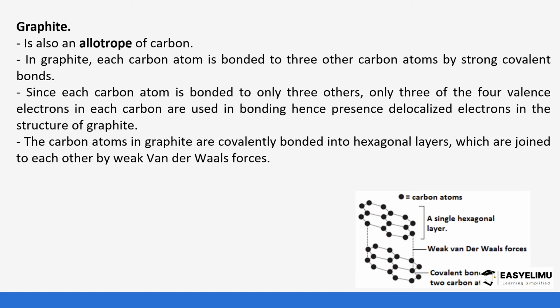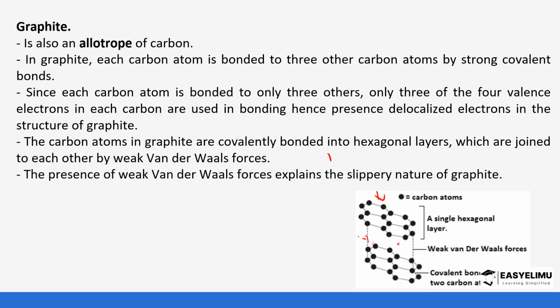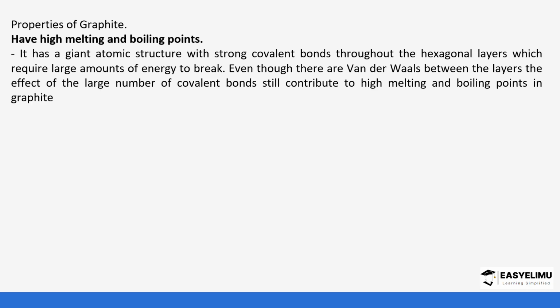So we have one delocalized electron. The carbon atoms in graphite are usually bonded in hexagonal layers, which are joined together by weak van der Waals forces. So you can see from the diagram the weak van der Waals forces in the arrangement of the atoms. These are the weak van der Waals forces. And the presence of the weak van der Waals forces explains why it's slippery, because the layers keep sliding over each other.